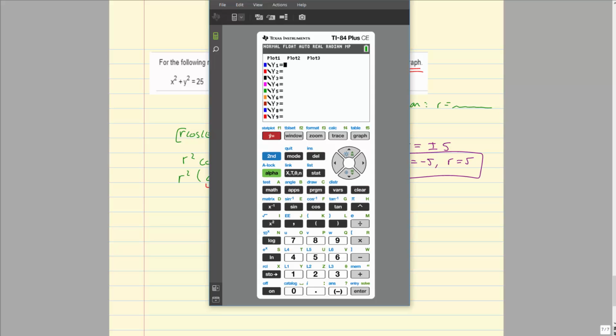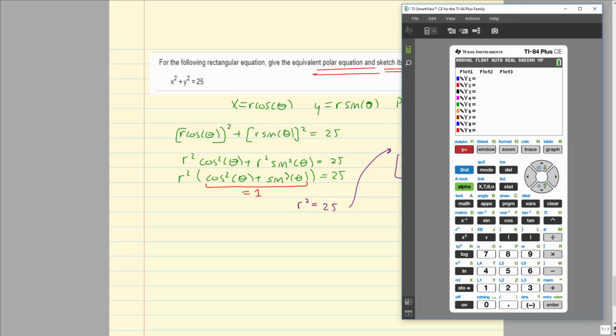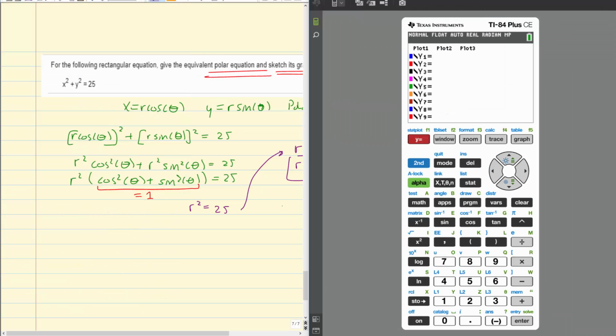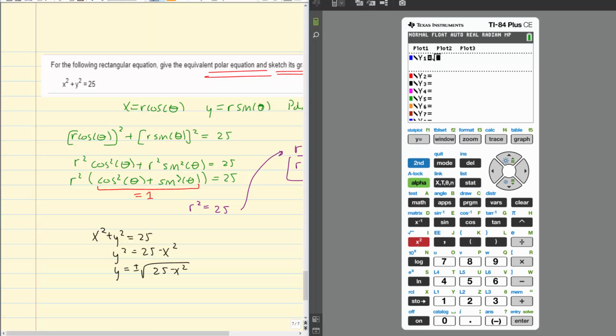So we're in radian mode, and if we hit y equals, we can see we're in rectangular mode because I see a y equals. If I were to graph this in rectangular mode, I'd have a little bit of trouble. So this is x squared plus y squared equals 25. I have to solve for y, so I would get y squared equals 25 minus x squared. We take the square root of both sides, and I'd have a plus or minus out front. So if I wanted to graph this, I'd have to graph, first of all, the positive portion of this, the square root of 25 minus x squared.